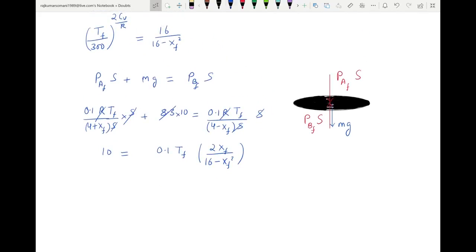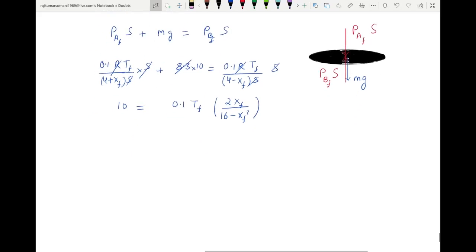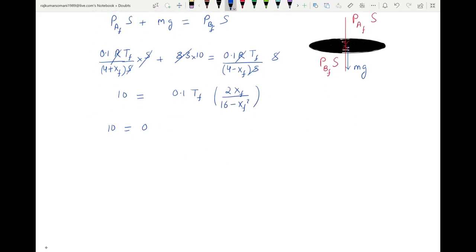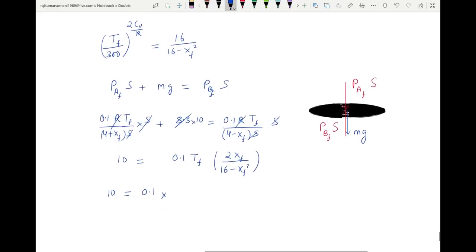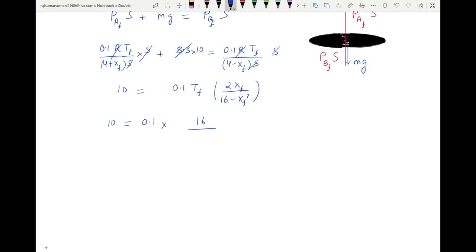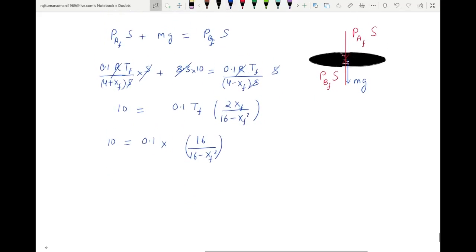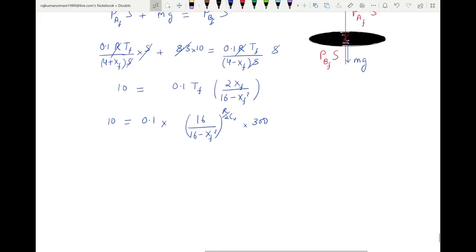So by substituting TF in this equation, I can say 10 is equal to 0.1 times TF, which is 16 divided by 16 minus XF square to the power R by 2 CV, into 300. So this is TF, and the remaining portion of the equation is 2 XF divided by 16 minus XF square. Now we have got an equation only for XF.